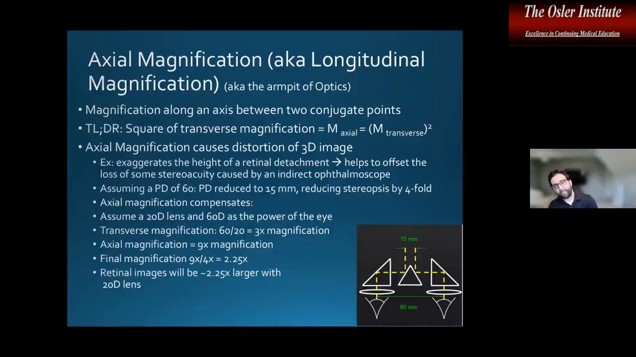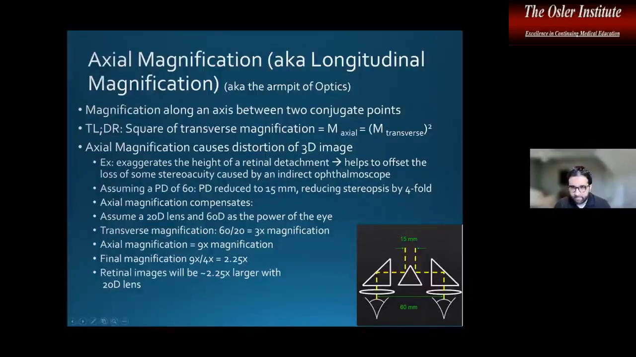So axial magnification is also known as longitudinal magnification. And what it means is that there's magnification along an axis between two conjugate points. So we just really represented this as a two-dimensional thing, but there's also a three-dimensional component to it. You can read a longer definition of it, but if you want a short definition and a short practical example, the square of the transverse magnification is going to be basically your axial magnification.